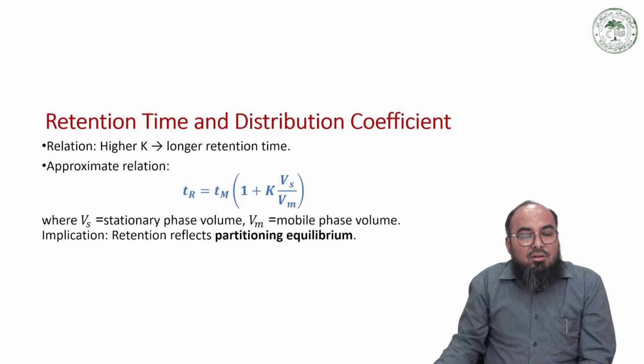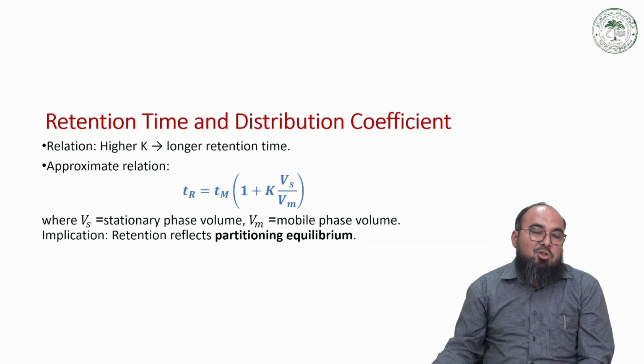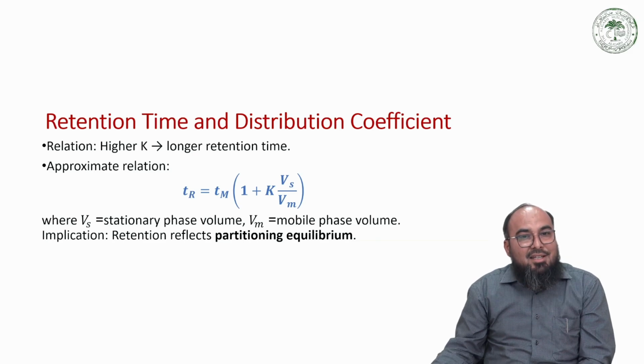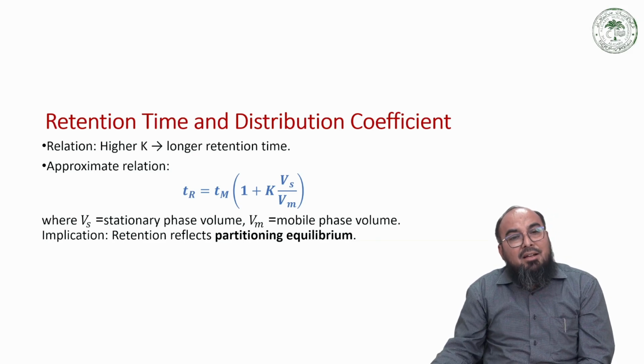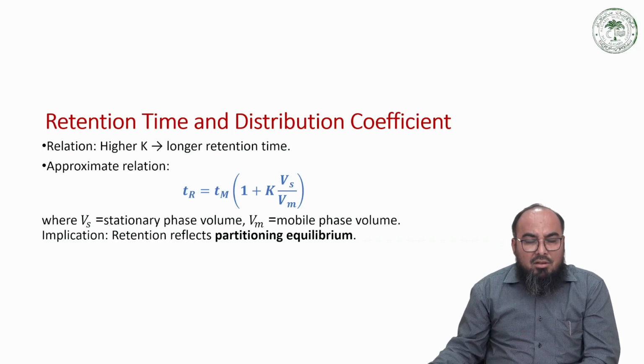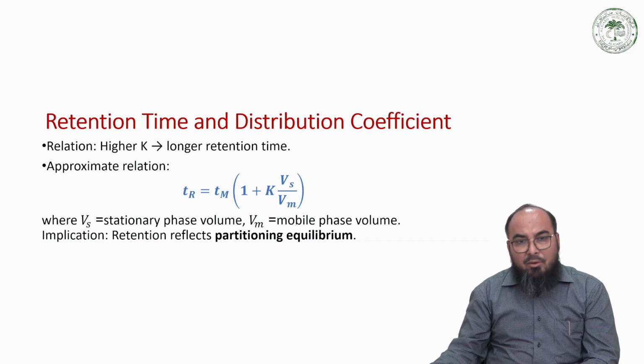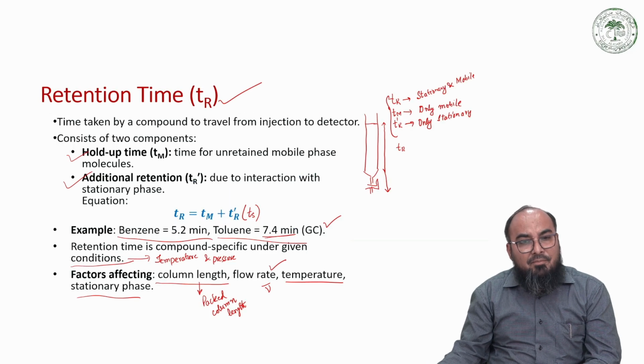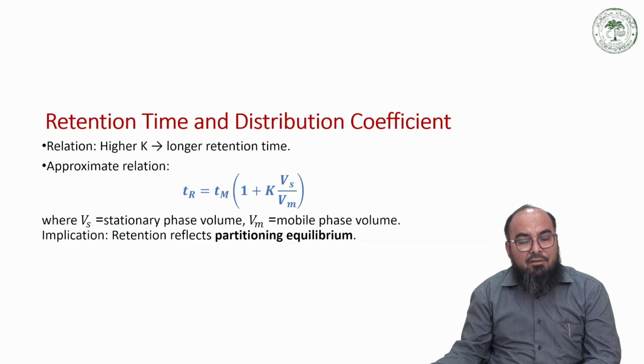Okay. So now it's time to relate the two: the retention time and the distribution constant or distribution coefficient. What we have seen is that a higher K value means longer retention. Now, if you remember from our previous slide, we have this relation: TR is equal to TM plus TS or TR dash. Now let us derive it in terms of the KD value.